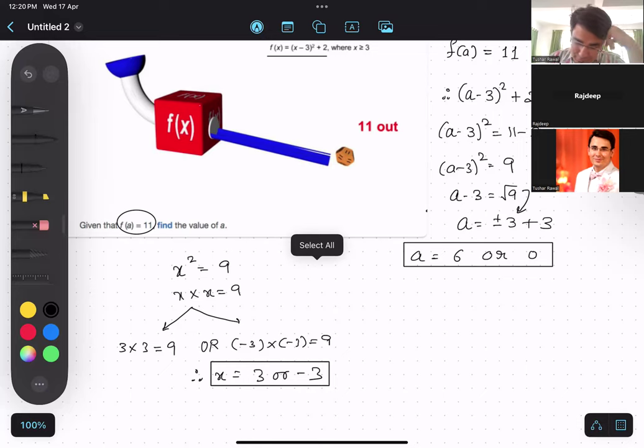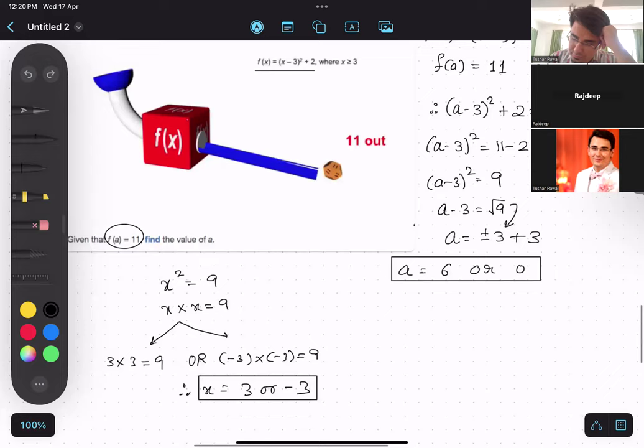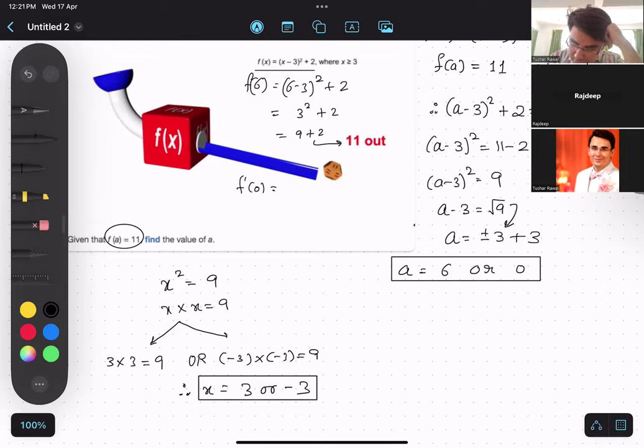Now, if you want to test, or you can say check, you just put the values in this function. So f(6): 6 minus 3 whole square plus 2. What is the answer? 3 square plus 2, 9 plus 2, 11. Yes or no? Let us check with 0. If I put 0, you'll get 0 minus 3, which is minus 3 square plus 2, which is 9 plus 2, equal to 11.